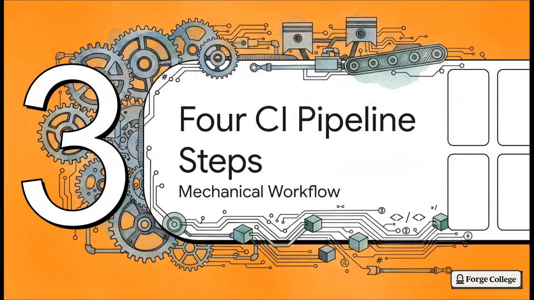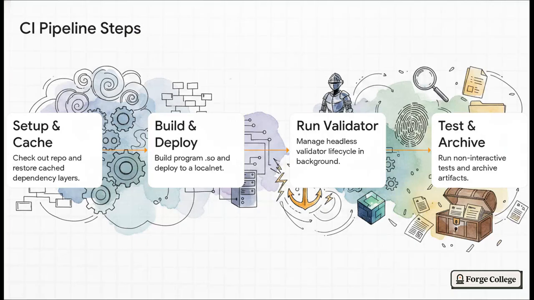Moving on to Section 3, let's sketch out the mechanical steps of this pipeline. These are the 4 concrete pieces inside a CI job that'll start the machines, run the quality assurance, and pack up the reports. Step 1. Set up your workspace and cache your dependencies so you aren't sitting around for an hour waiting for packages to download. Step 2. Build your Anchor programs and deploy them locally. Step 3. Manage the lifecycle of a headless validator, spinning it up and tearing it down.